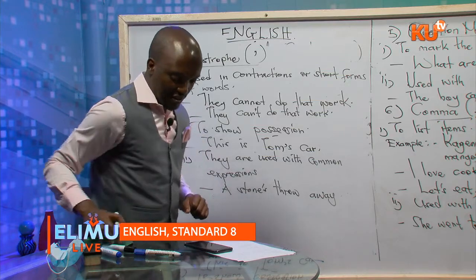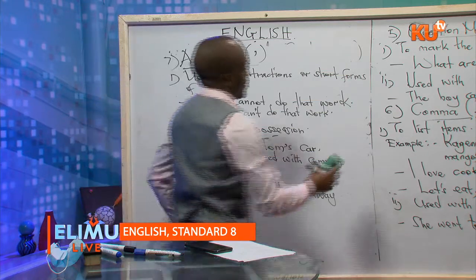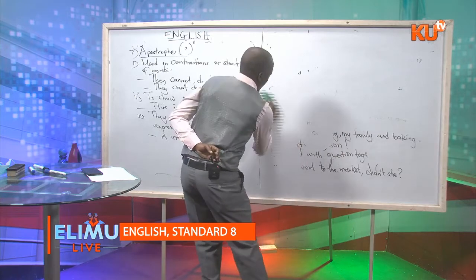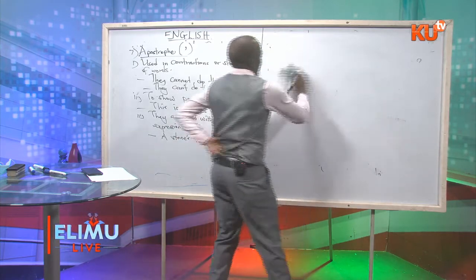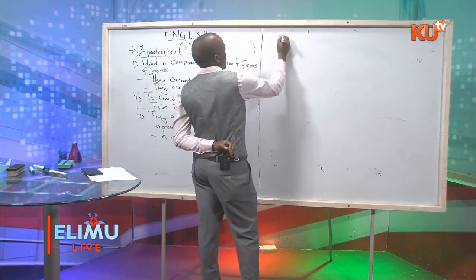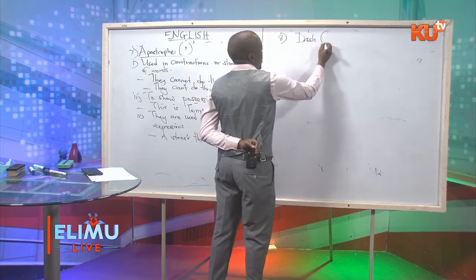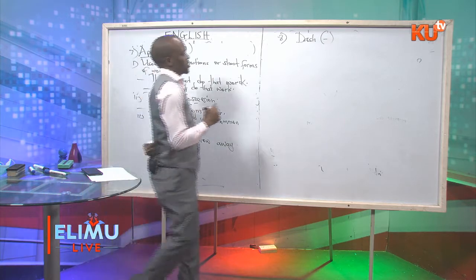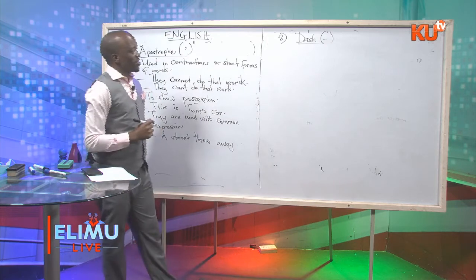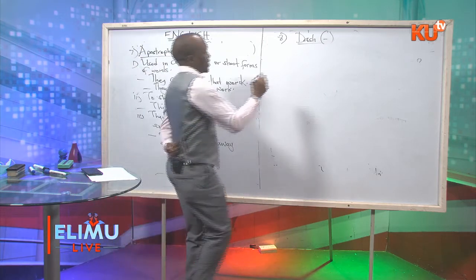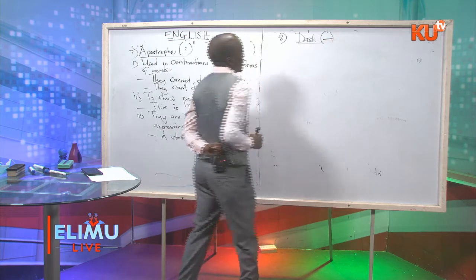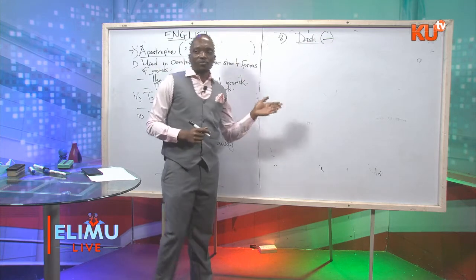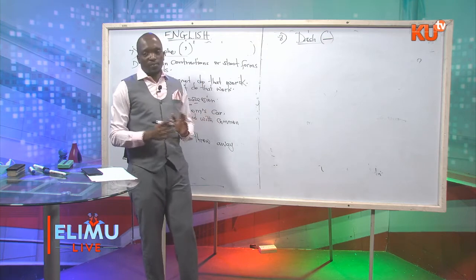We move to the use of a dash. Dash will be number 8. Dash is that one. People confuse it a lot with the hyphen. The dash is longer than the hyphen. Hyphen is the shorter one. Dash are used the same way with the bracket. I don't want to come back to the bracket because they mean the same thing. Dash and brackets are used the same way.